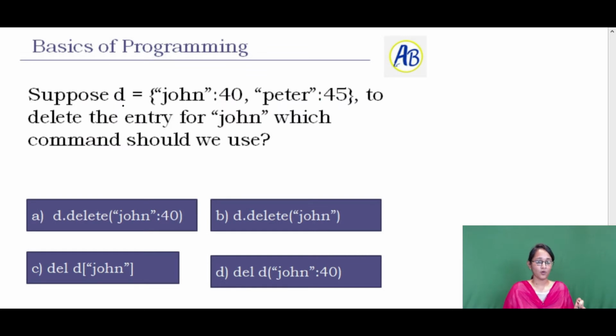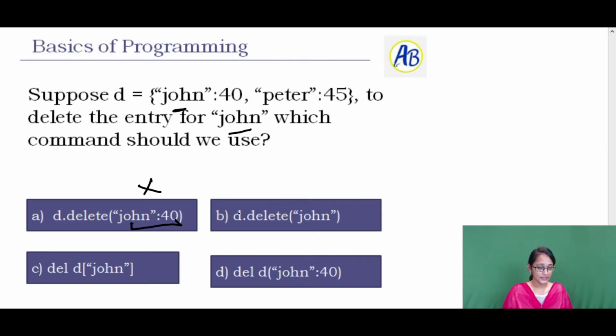Next, suppose D equal to John 40 and Peter 45. To delete the entry for John, which command should be used? Now we have to delete this John. For that, which command do you have to use here? D dot delete John is not applicable. Here we have to delete the key value John only, so both the key and values are represented here. So this is not possible.